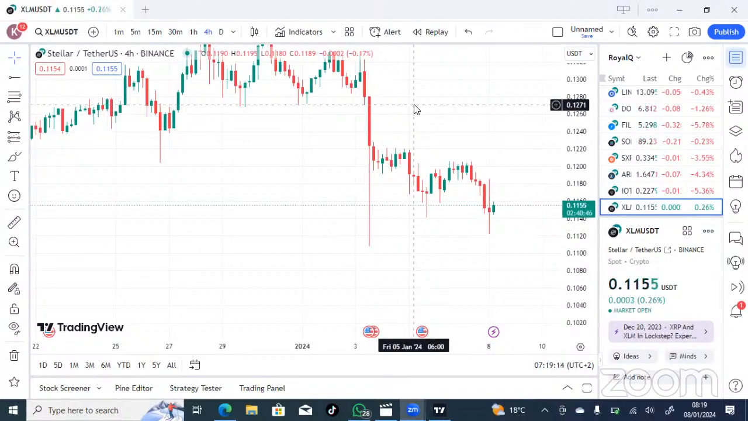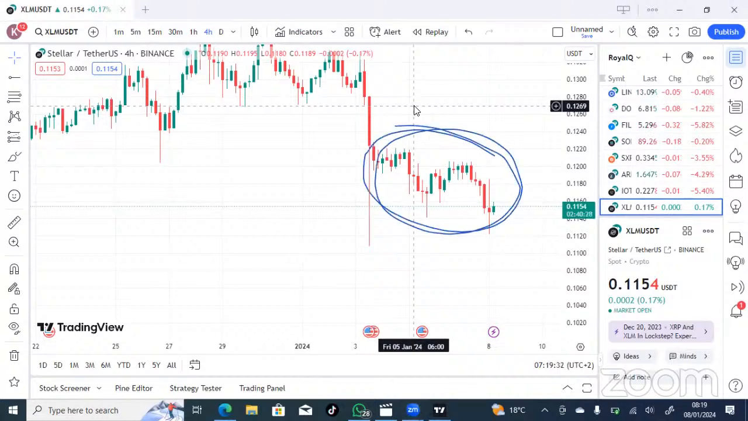An uptrend. Thank you, Austin. It's a ranging market. It's not a downtrend. It's not an uptrend. Look clearly, guys. What do you see in this area? It's a small area. It's not a downtrend. It's not an uptrend. It's a ranging market.